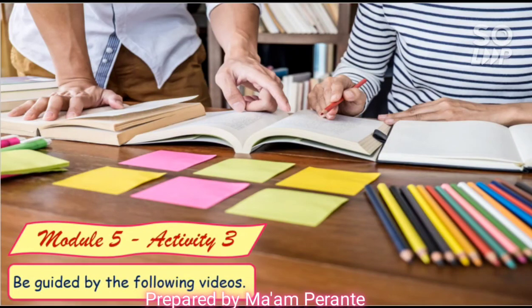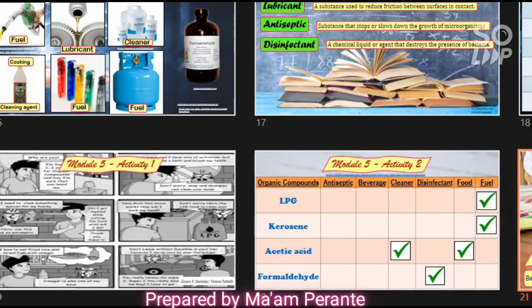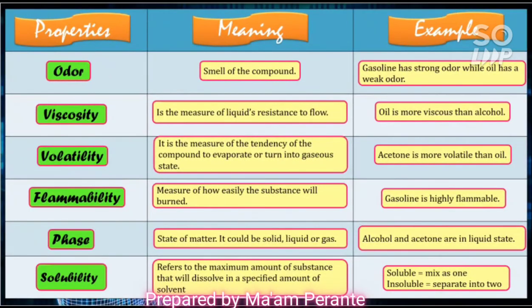I hope the previous videos will help you to understand better the properties of organic compound. Once again, let us have a recap of what are the properties of organic compound that we have talked about a while ago and also on the videos that I have presented to you. So odor is the smell, if it is strong or weak. Viscosity, if it is viscous or more viscous or not viscous. Volatility, easy to evaporate, meaning more volatile.